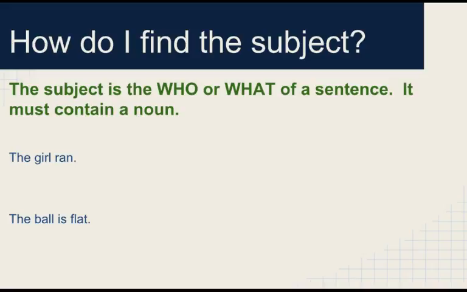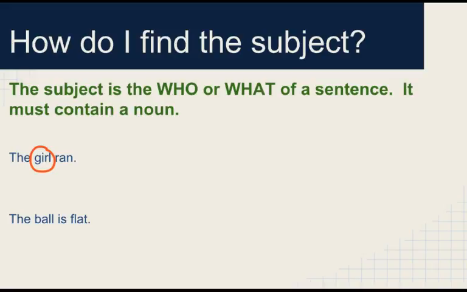First off, how do we find the subject? The subject is the who or what of a sentence. It must contain a noun. So going back to our parts of speech, it must contain a person, place, or thing. It is the person, place, or thing that is doing the action in the sentence. So, for example, in the sentence, the girl ran, the girl is our subject.